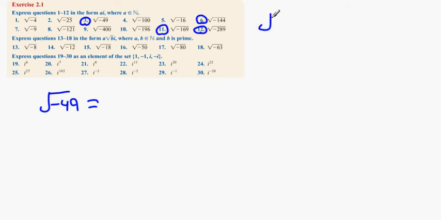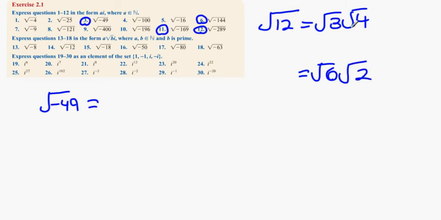So for example, if I ever asked you what would be the square root of 12, what I can do here is pick any two numbers that multiply to give you 12. An example would be root 3 multiplied by root 4, or another example might be root 6 multiplied by root 2. Now you want to make sure they're prime numbers, or you can get the square root of them. So for example, root 4 is 2, so the answer here is 2 root 3.